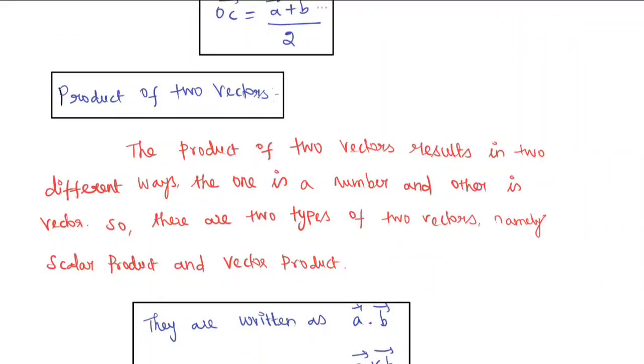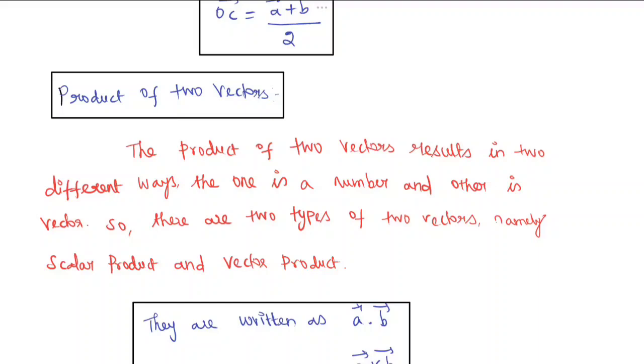So this is the most important: the product of two vectors. As a result of the product of two vectors, we get two different things. One is a number, another one is a vector. A number means a scalar, and the next one is a vector. So there are two types of product of two vectors, namely scalar and vector.